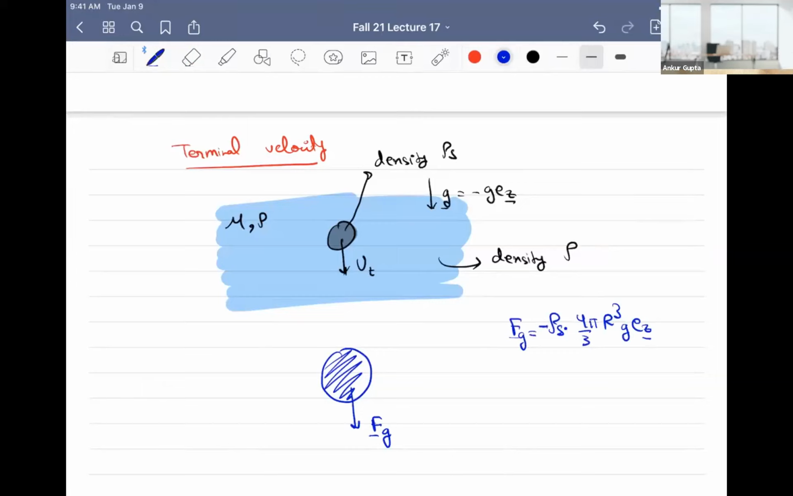Which direction will be the drag force by the fluid? Which direction will be the drag force of the fluid falling down? Going up. Why? Because we had the solid to be stationary in the last problem. Here the solid is moving. So relatively, fluid is going up, right? So it will be on the other side, so drag force would be 6 pi mu r ut ez.